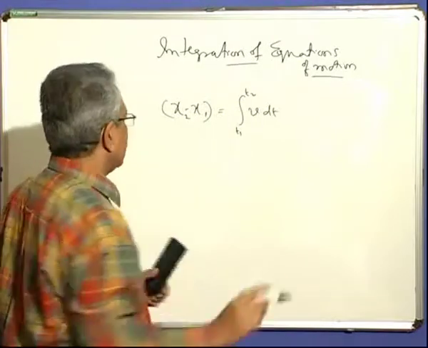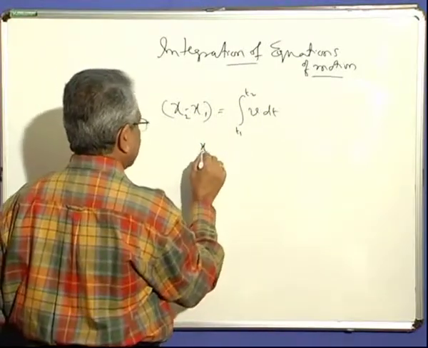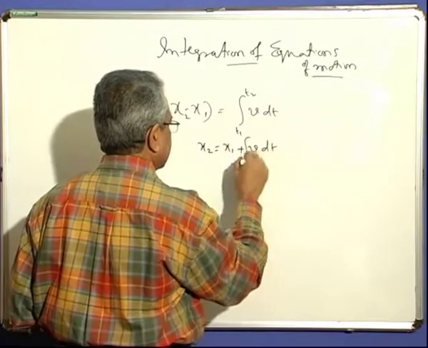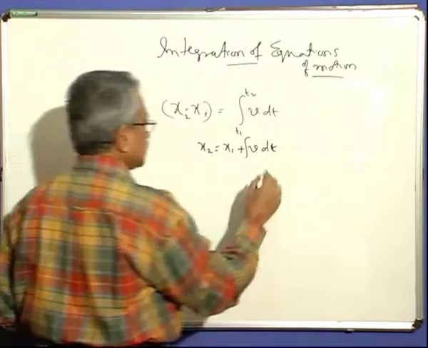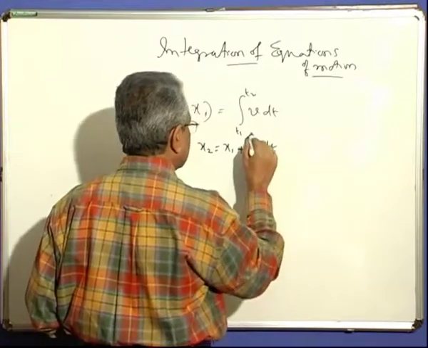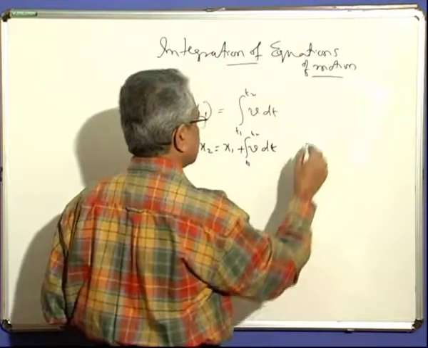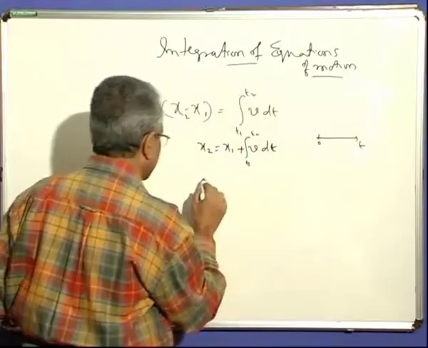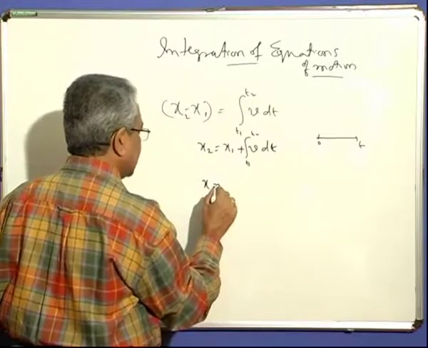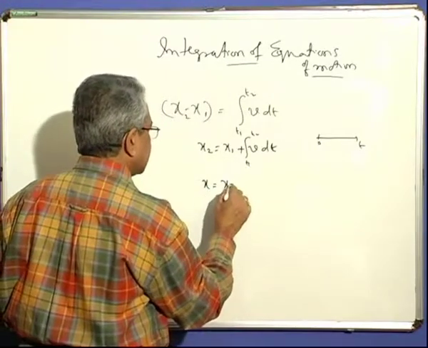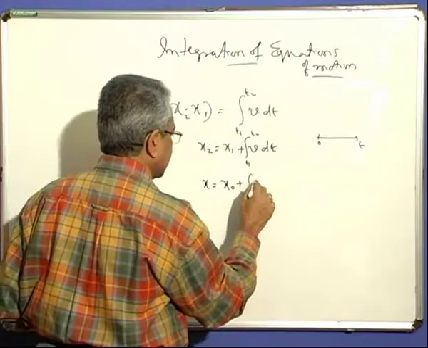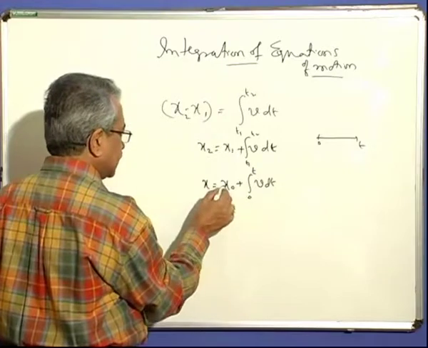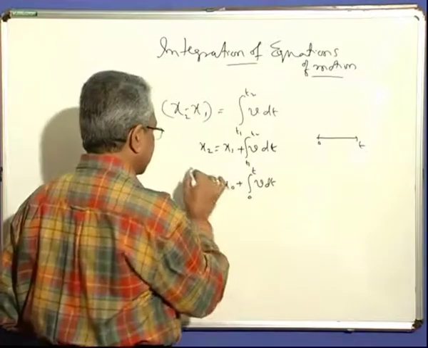And therefore, at any given position, you can write v dt with integration. Suppose you want to integrate from 0 to t, that means you start from 0 and you want to go up to t. Then you can write this in general as x is equal to x0 plus integral v dt from 0 to t. That means at time equal to 0 the displacement is x0. That is how we integrate this equation.